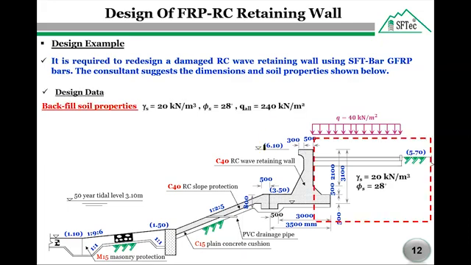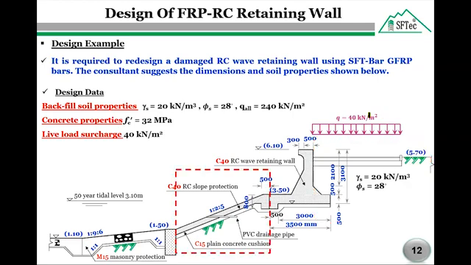From the geotechnical report, the density and the internal angle of the backfill soil are 20 kN/m³ and 28 degrees respectively, while the allowable soil pressure is 240 kN/m². The concrete compressive strength equals 32 MPa. The live load surcharge on the backfill, as we see here, equals 40 kN/m². A reinforced concrete slope protection is shown in front of the wall, surrounded by this dashed line. It is therefore required to design this wall for flexure and shear to retain the backfill here.